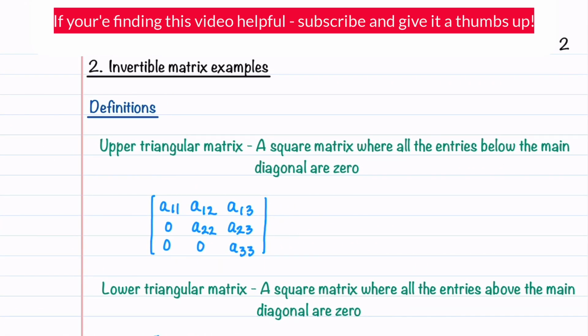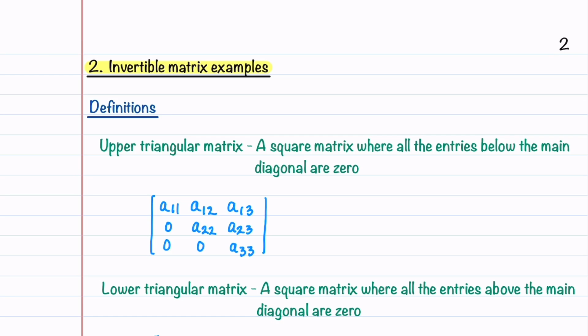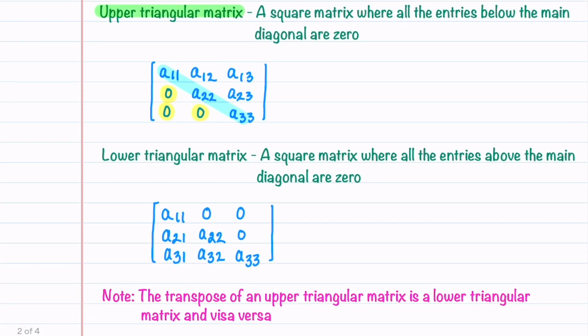We're now going to use the invertible matrix theorem to help us determine if a given matrix is invertible or not invertible. Before we look at specific examples, we need to go over some definitions. An upper triangular matrix is a square matrix where all the entries below the main diagonal are equal to 0. A lower triangular matrix is a square matrix where all the entries above the main diagonal are equal to 0.